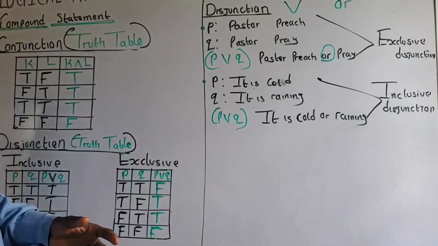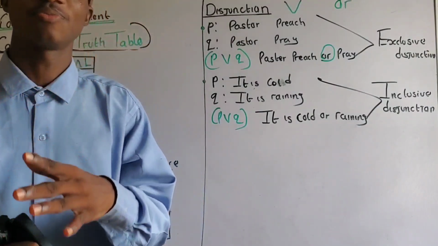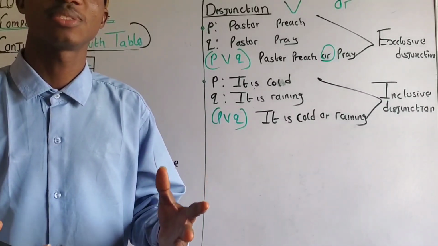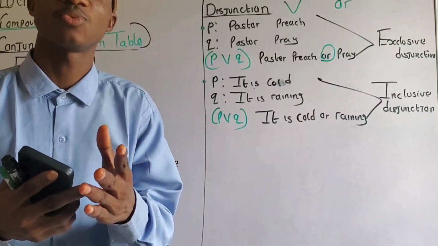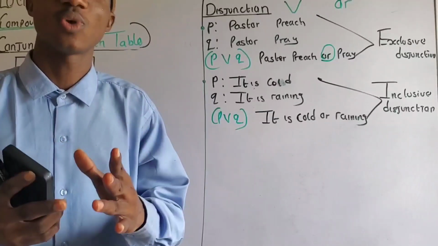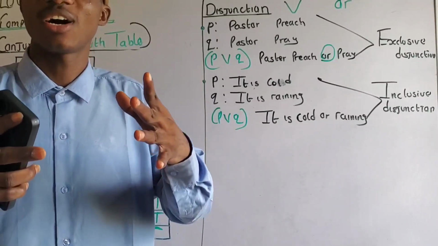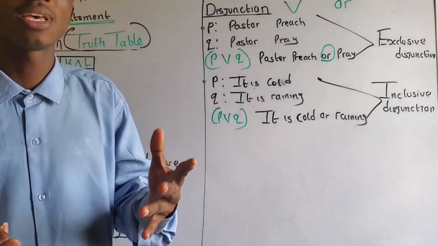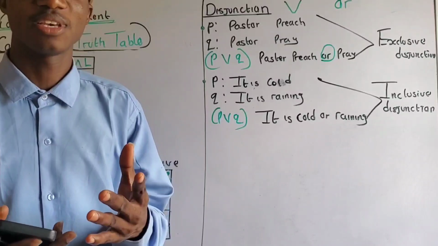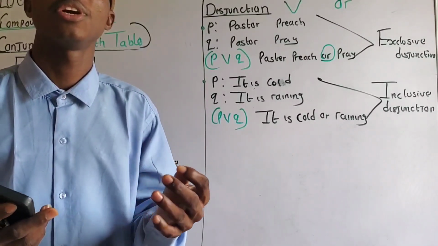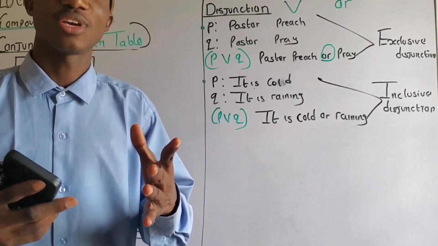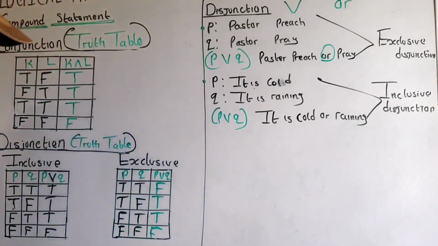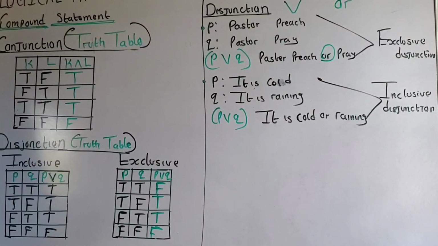Now let me give you an advice. Here's my advice for you. In some cases you might not be given statements. It is from the statement that we can identify whether the disjunction is inclusive or exclusive. But sometimes you might not be given statements. Anytime you are given symbols and you are asked to just draw the truth table, always draw the first one, inclusive. Are you getting what I'm trying to say?